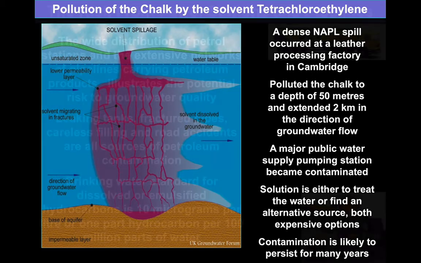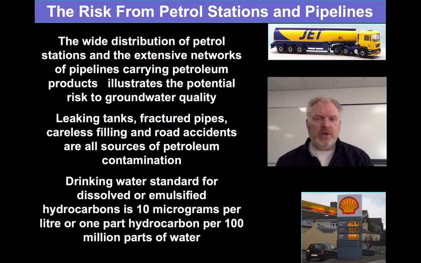There are issues particularly with petrol stations. There's lots of them. For a start, there are distribution networks of pipes. For example, a lot of aviation fuel is piped around the country to airports, where you get leaking tanks, fractured pipes, spills and mistakes with filling containers, road accidents. All these can put petroleum products into the environment.